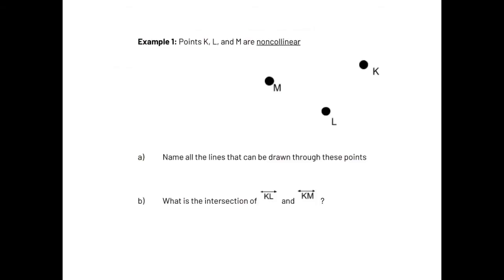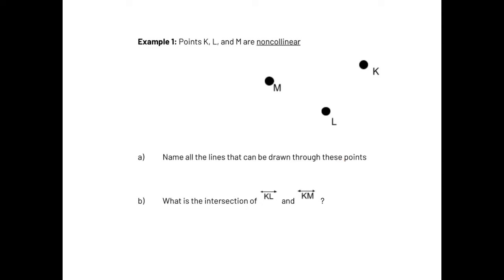Let's go ahead and take a look at example 1. It says points K, L, and M are non-collinear, which means, again, reviewing from the last lesson, that they cannot all be connected with one single line. So the job here is to name all the lines that can be drawn through these 3 points.